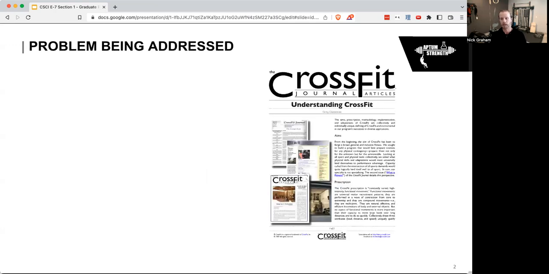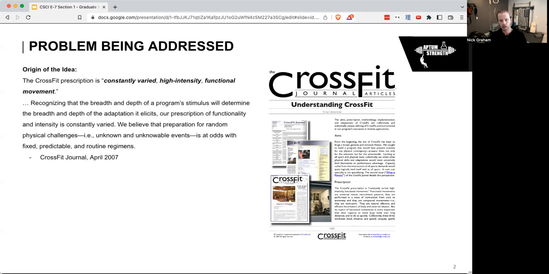All right, so what is the problem being addressed? It actually starts from a concept that was introduced by the founder of CrossFit, Greg Glassman, back in 2007, when he described the CrossFit prescription for exercise as being constantly varied, high-intensity functional movement. So for this project, what I did is I chose to focus in particular on the constantly varied portion of it, because I think that's somewhat vaguely defined here.